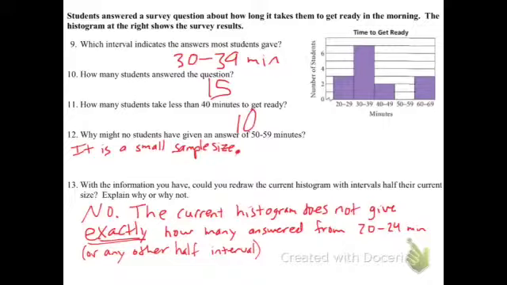And so I'm just saying, you might not have 59 minutes just because you didn't ask a lot of people. And the next question, with the information, could you redraw the current histogram with intervals half their current size? No, you can't. Histograms just tell you how many are in the category. It doesn't say how many people are in it with the individual numbers.